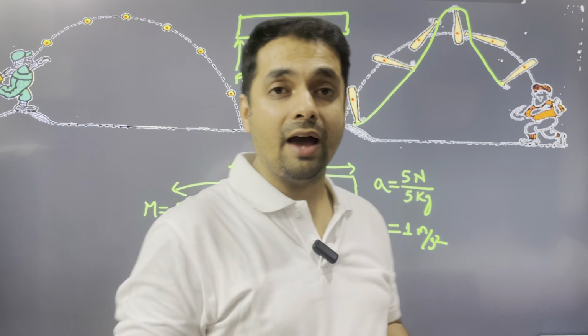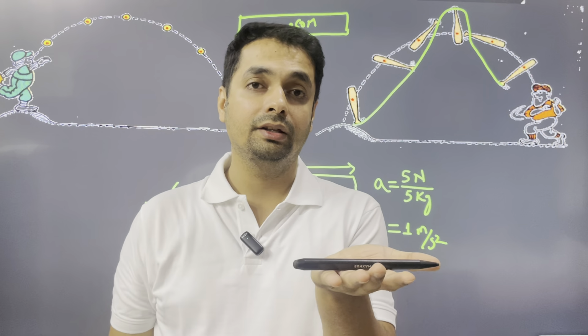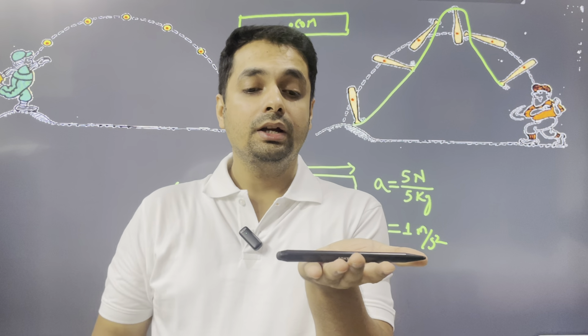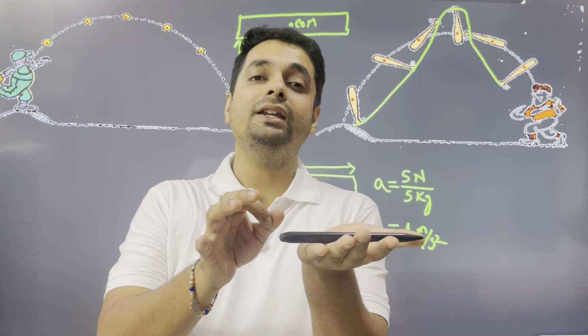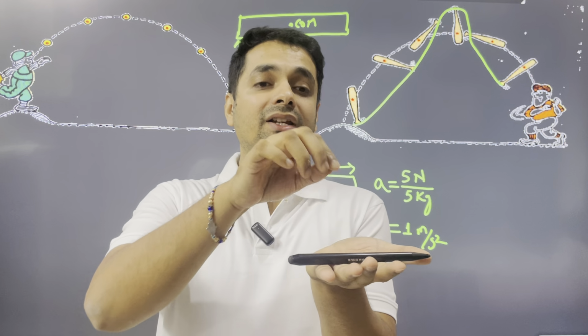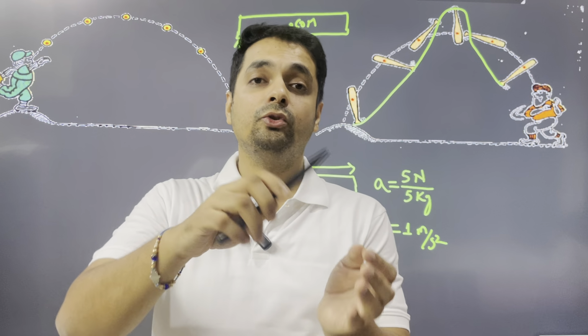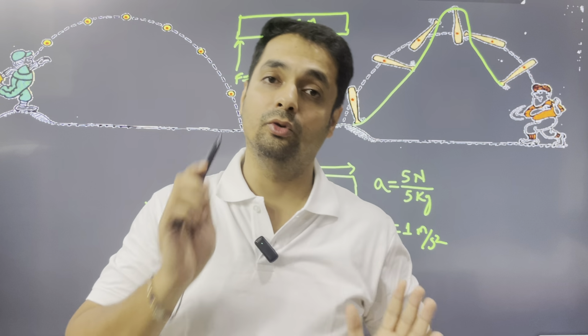So if you have an extended body and you want to find its center of mass, how can you do it? You just apply a force at any point, and the whole body will start to rotate. The point about which it starts to rotate, you consider that to be the center of mass of the body.